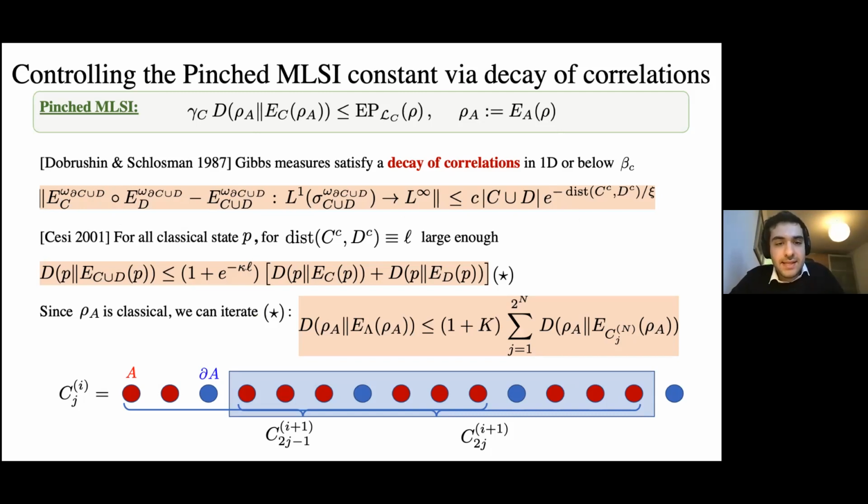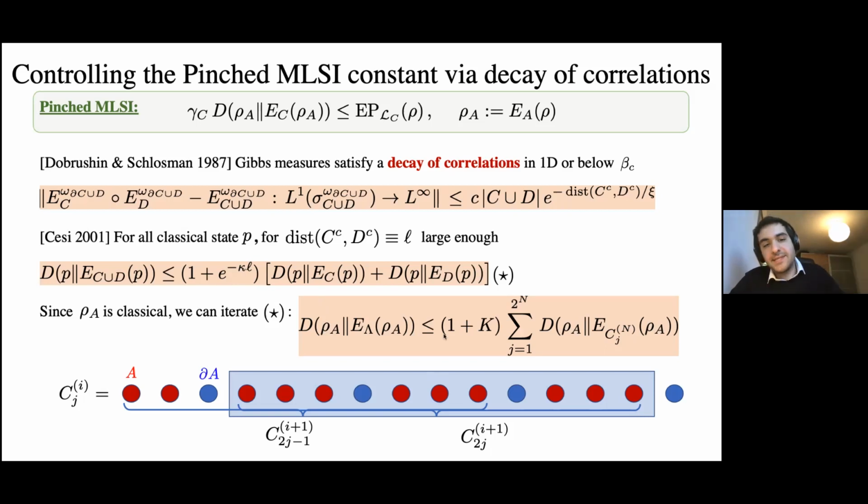And that's precisely the inequality that Ceci used to find his approximate tensorization of the relative entropy. And again, we have this constant 1 plus this exponentially decaying function as a multiplicative factor in this inequality. So now remember that the state rho A, this projection of rho onto this region A, was classical, so we can directly use Ceci's inequality.